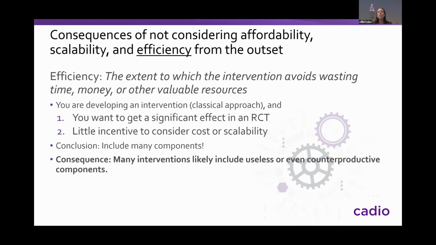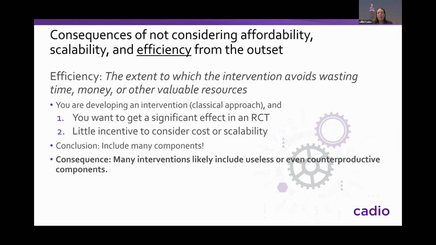We're defining that as the extent to which the intervention avoids wasting time, money, or other valuable resources. So let's say you're an academic intervention scientist and you're developing an intervention, and you want to get a significant effect on an RCT, right? That's kind of a main goal for you. And you have little incentive to consider cost or scalability, right? I mean, that is really not something that's discussed at the point where you're developing an intervention in an R01 or something like that. So you'd be crazy not to include as many components as you can think of that have a reasonable chance of affecting the outcome.